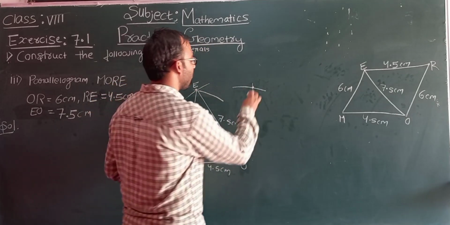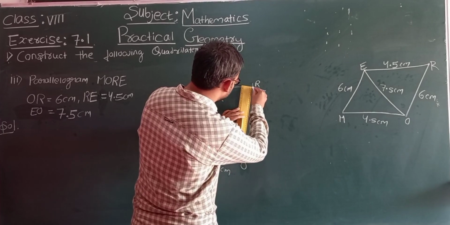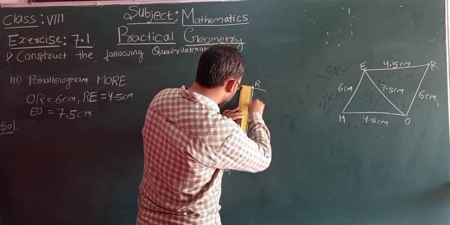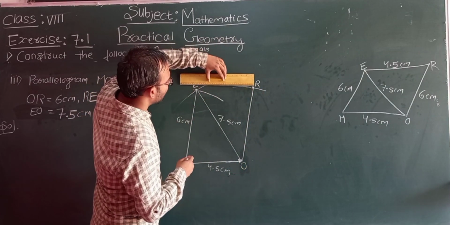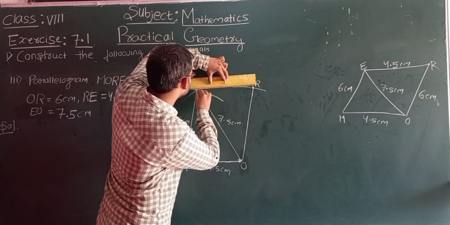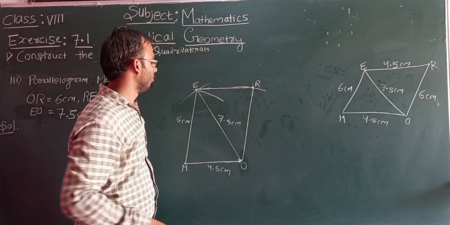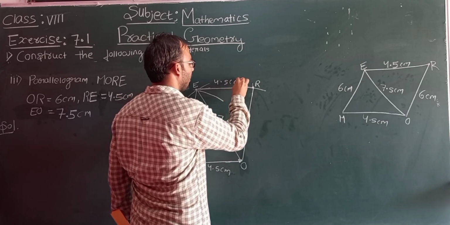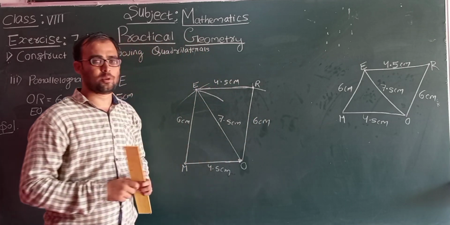Join. So this will be R. Okay, so here join RO. It should be a straight line. Okay, so join RO and ER. So this is 4.5 centimeter, and this is what? 6 centimeter. Okay, so this is about the third problem.